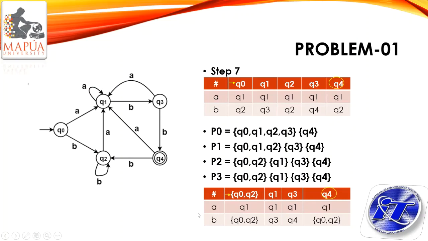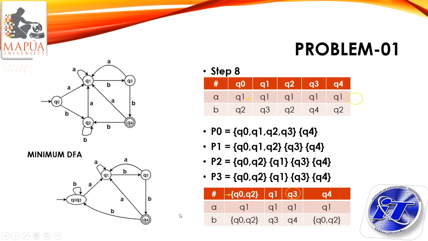So this will be the minimized automaton. Q0, Q2 is already merged here, and then Q4 is redirected to Q0, Q2 on B, and A will be looped within itself. So that will be the changes in this example.